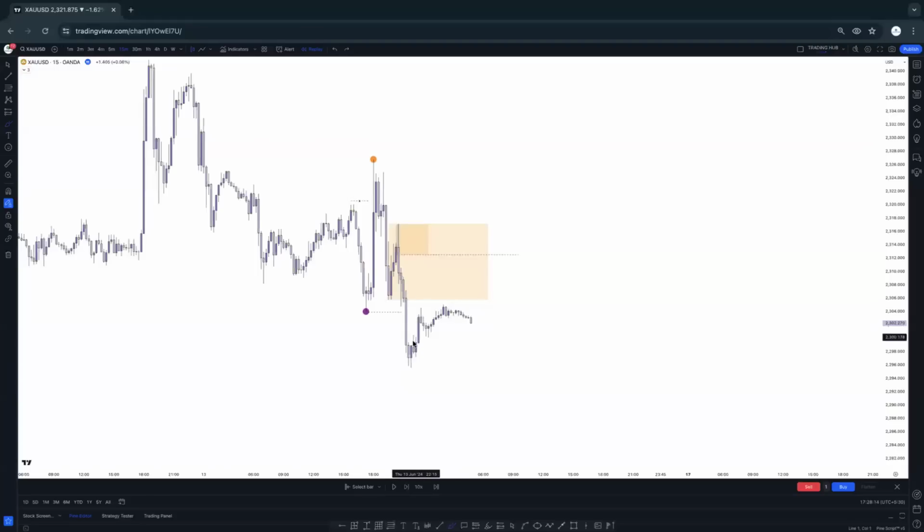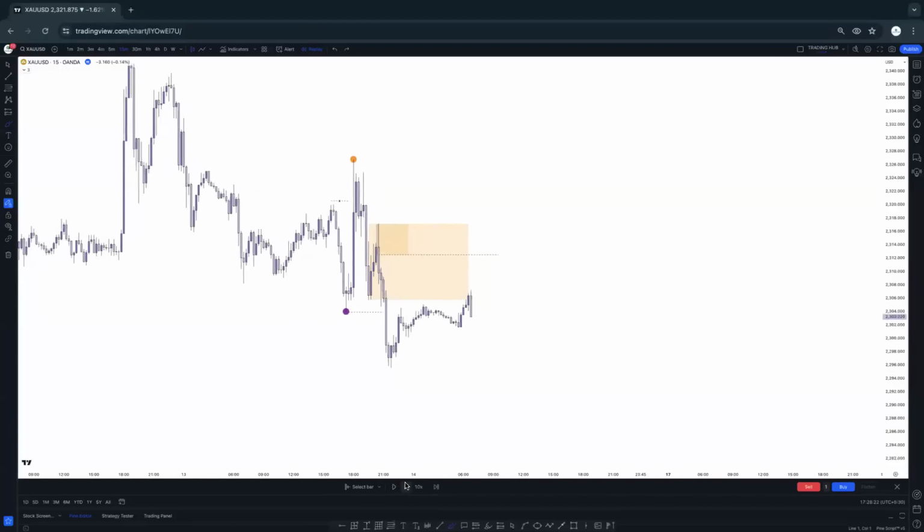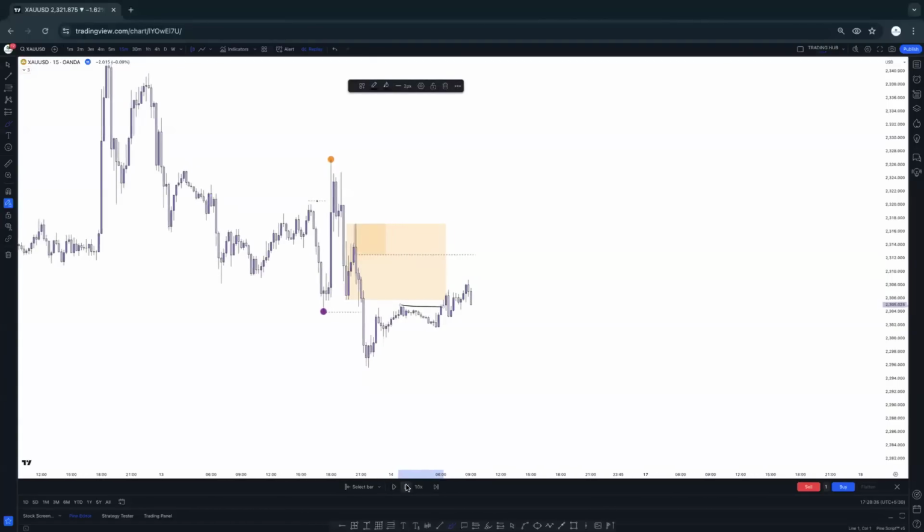If you're thinking why this is a structure, it is because this is a pullback here, right? Every pullback counts as a structure here. Let's see what is happening at this point. Right now you can see the market structure is going upside, and the market taps on this one, takes the previous high, and pushes downside. Let's see what happened next after this one. All right, the market again pushes higher and breaks the structure here.